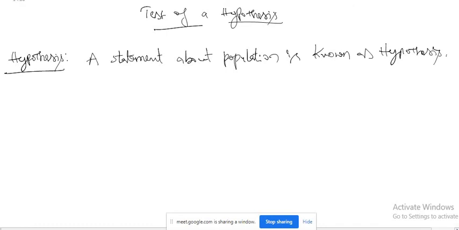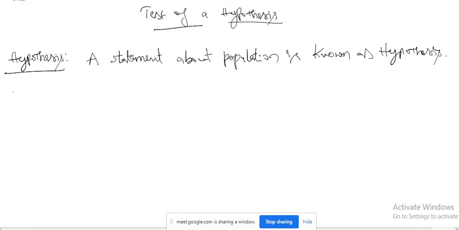Any statement. Average height of a student of SG government degree college is 5.2 feet. That is also a hypothesis. Average weight of a person in Pelair town is 42 kgs. That is also a hypothesis. Average marks of second sem students in 2020 in SV University roughly 52 marks. That is also a statement. All are statements about population. That statement we call as hypothesis.